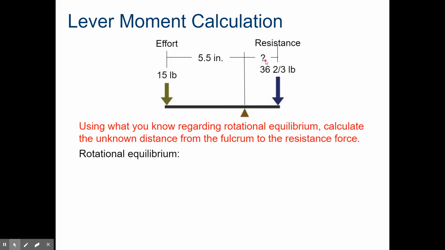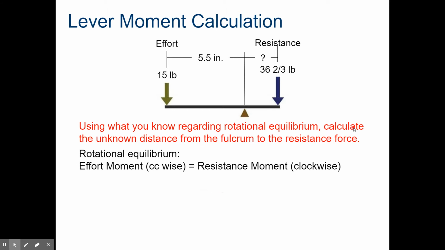So let's use that fact to figure out the resistance distance. That's where our question mark is. We know that the resistance force is 36 2/3 pounds, or 36.66 pounds. We don't know the resistance distance. We know the effort distance is 5.5 inches and the effort force is 15 pounds. Effort moment equals the resistance moment. When your effort equals your resistance, in this case on this first class lever, we are in rotational equilibrium. We're not moving. You and your buddy are on that teeter-totter and nobody's moving.